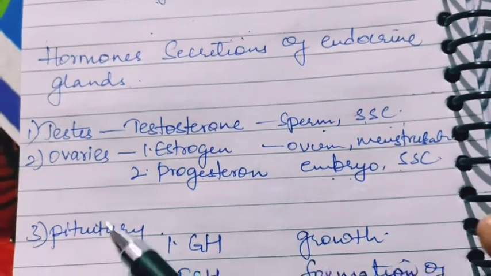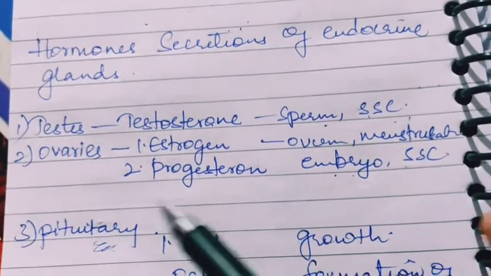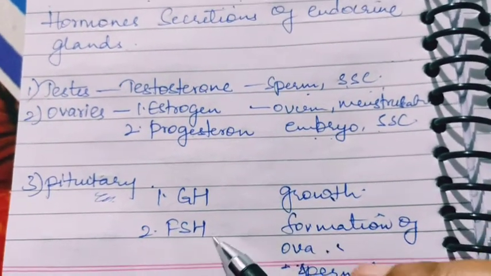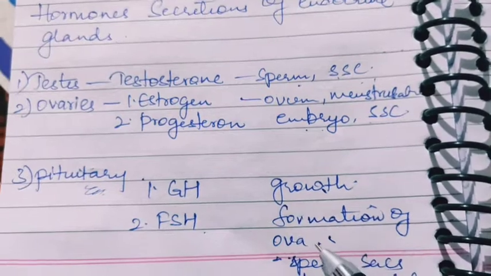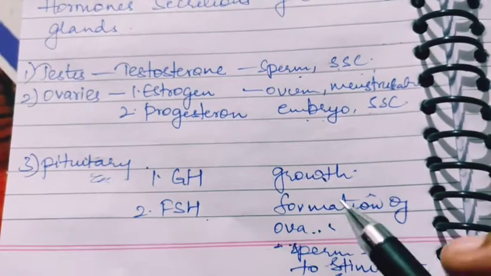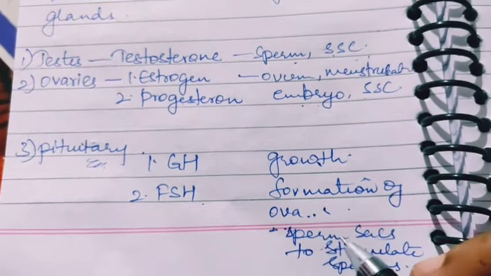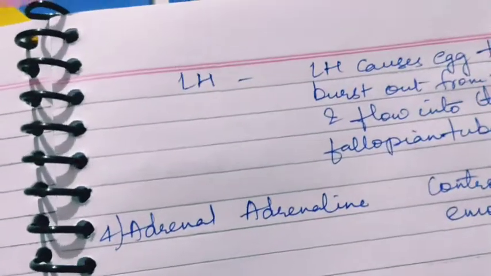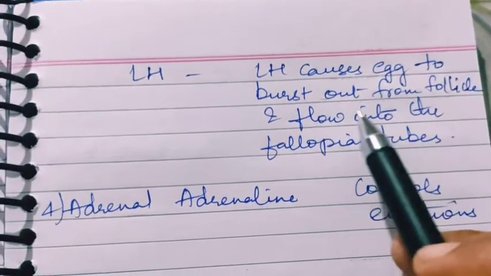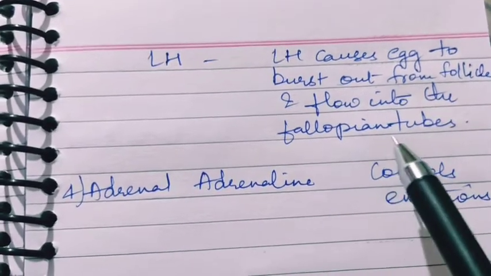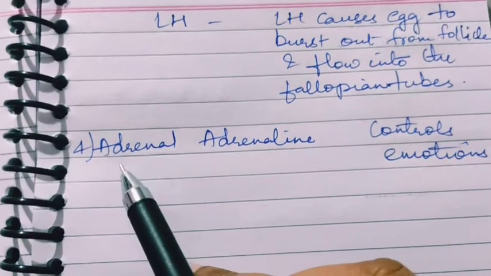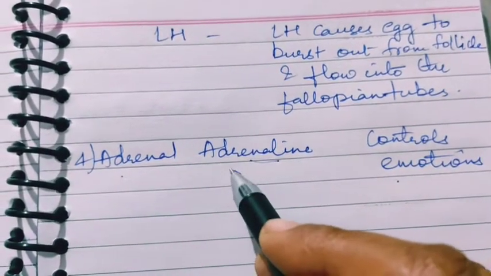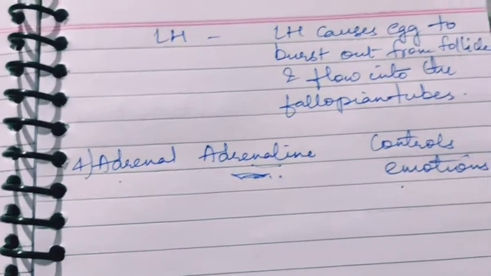And the pituitary gland is the master gland. It secretes growth hormone, which helps in growth. Follicle stimulating hormone helps in the formation of the ova in females and the release of sperms from the sperm sacs and stimulates the sperms in males. And luteinizing hormone causes the egg to burst out from follicles and flow into the fallopian tubes. The next hormone is from the adrenal gland. It secretes adrenaline. It controls the emotions. It is also known as the fight and flight hormone.